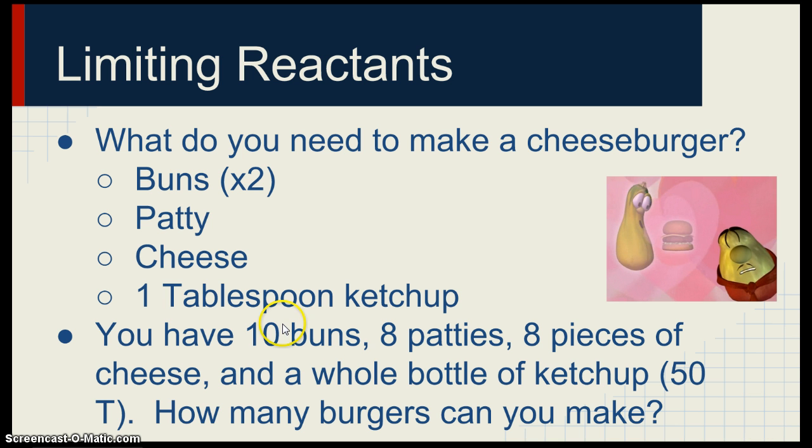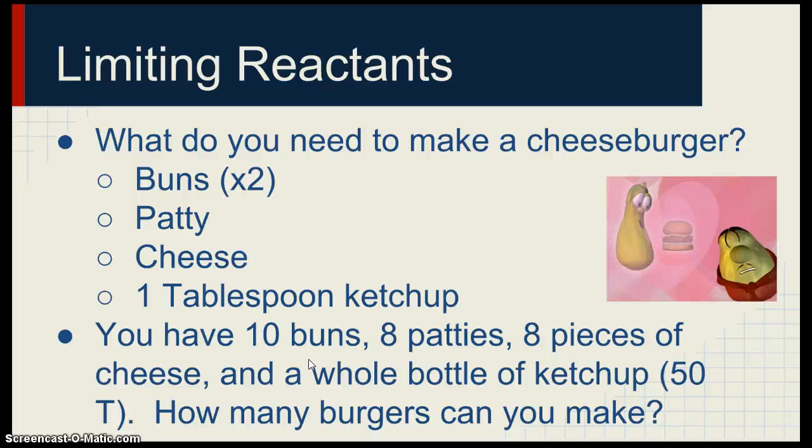But how many buns do we have? Well, we only have 10 buns. And on top of that, we need 2 buns to make a burger. So divide 10 by 2 and you get 5. You can actually only make 5 cheeseburgers. Even though you have extra stuff left over, you've got one thing that limits how many we can make. And that's really as complicated as this gets for limiting reactants in chemistry.